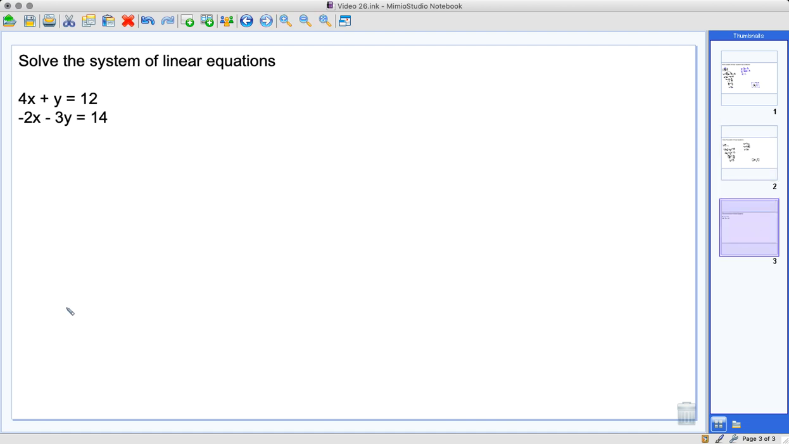All right, so for this one, one of the equations isn't solved. So what you have to look for is a variable that has no number in front of it, just the variable by itself. Well, the y is by itself in that equation. So I'm going to take this 4x plus y equals 12 and solve it for y. I'm going to subtract 4x from both sides. So y equals negative 4x plus 12.